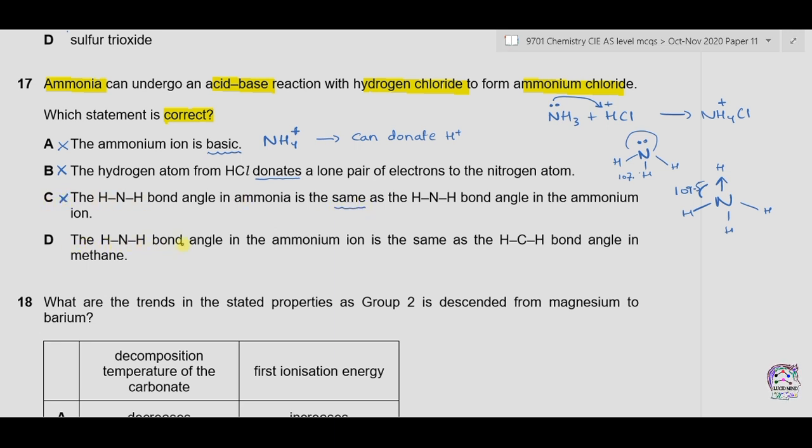D. The HNH bond angle in the ammonium ion, which is 109.5, is the same as the HCH bond angle in methane. Now the structure of methane is like this. We have 1 carbon making 4 single covalent bonds, and the bond angle is 109.5. So D seems to be correct. Therefore D is the answer.